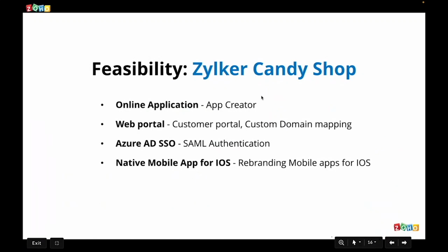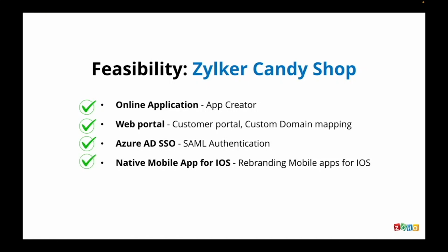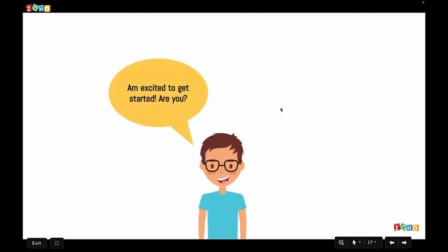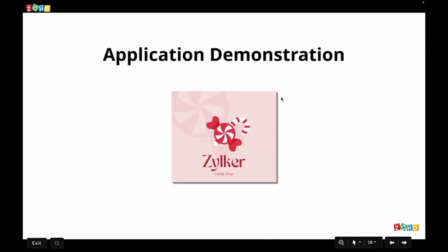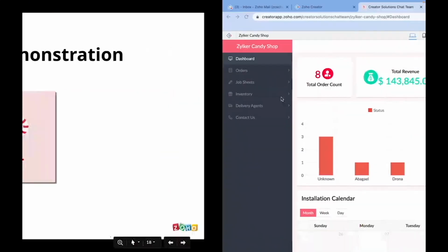So first, the online application can be done using the app creator, and the web portal can be customized using customer portal and custom domain mapping. And the Azure Active Directory and the single sign-on can be configured using SAML Authentication. And finally, the native mobile application can be done using Rebranding Mobile Apps for iOS in Creator. All the requirements are possible in Creator. So let's get started. So first we're going to see a demonstration of the Zilker Candy Shop.